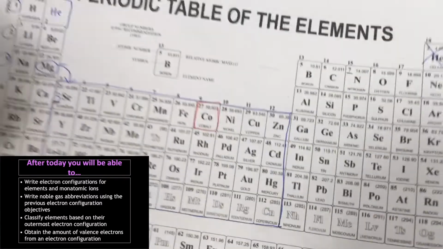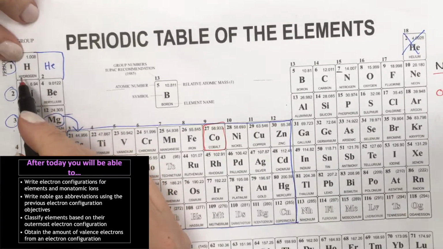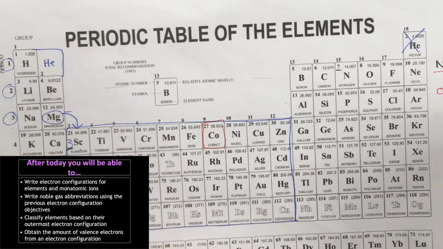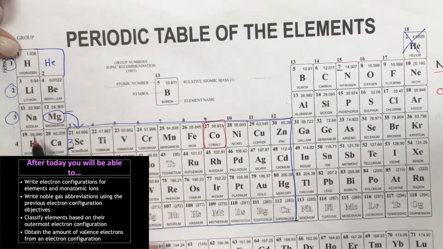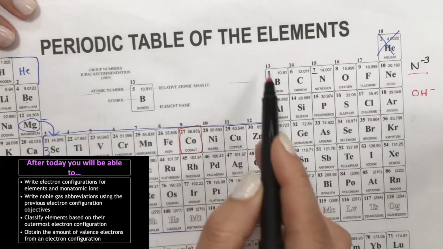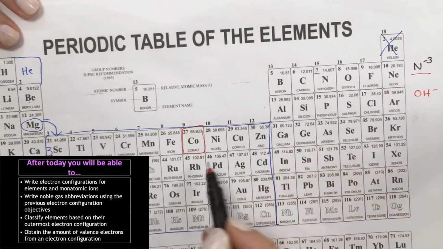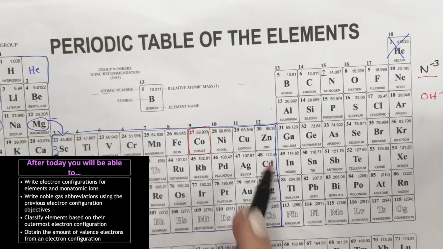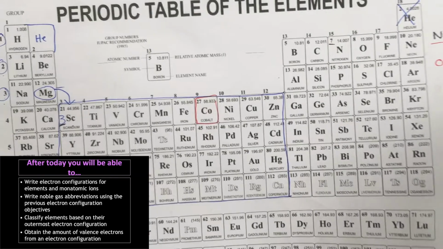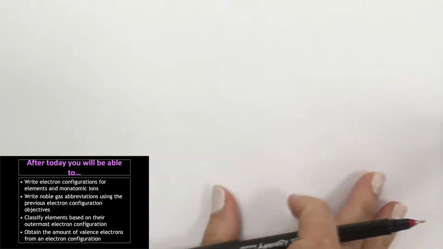Okay. I want you to be able to write noble gas abbreviations, classify elements based on their outermost electron configuration, which we kind of did last lesson, and I want us to be able to talk about valence electrons from an electron configuration. If you watched my ions video like I asked you to a long time ago, we all know that these have one valence electron, two valence electrons, 3, 4, 5, 6, 7, 8, and I told you the d block is weird and the f block is weird. Well, now we're going to be able to determine the valence electrons. And we'll talk about what a valence electron is here in just a few seconds.